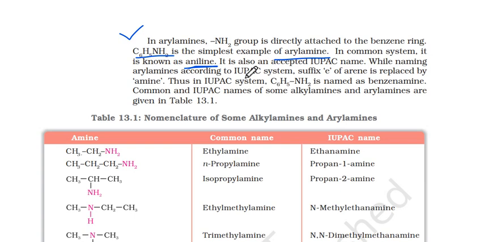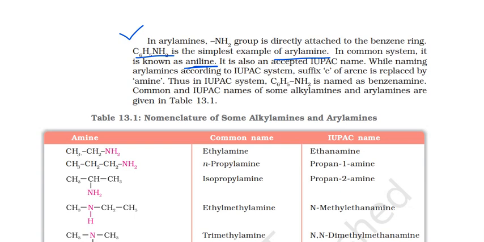While naming aryl amines according to the IUPAC system, the suffix E of arene is replaced by amine. So C6H5NH2 will be benzene amine in IUPAC. So first the alkane name will come, or whatever, in this case it's an aryl group, and you will replace the E by amine. So common and IUPAC names are given in the table.